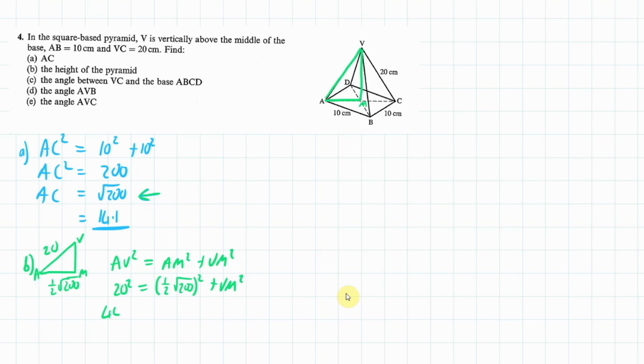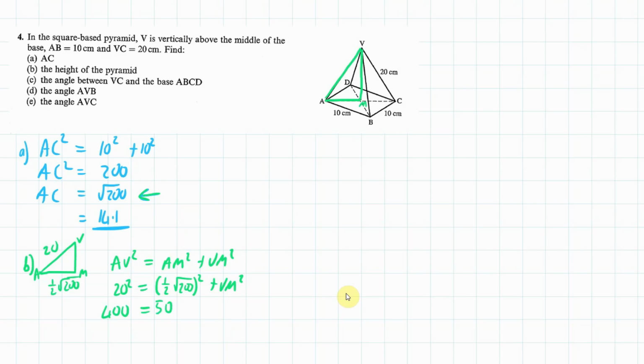So we get 400. Now, when you do this, make sure you put it in the brackets. Half of square root 200, close the bracket. When you put the square root 200 in, use the cursor movement to the right so that you don't end up with the square root going across your bracket. So when you square that, you should get 50.